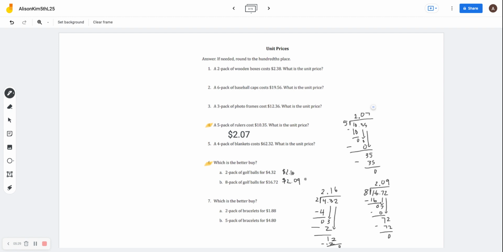So the best one to buy would be the one that costs cheaper for 1 pack of golf balls. And in this case, 8 packs of golf balls for $16.72 has a lower unit price. So that will be the better choice.